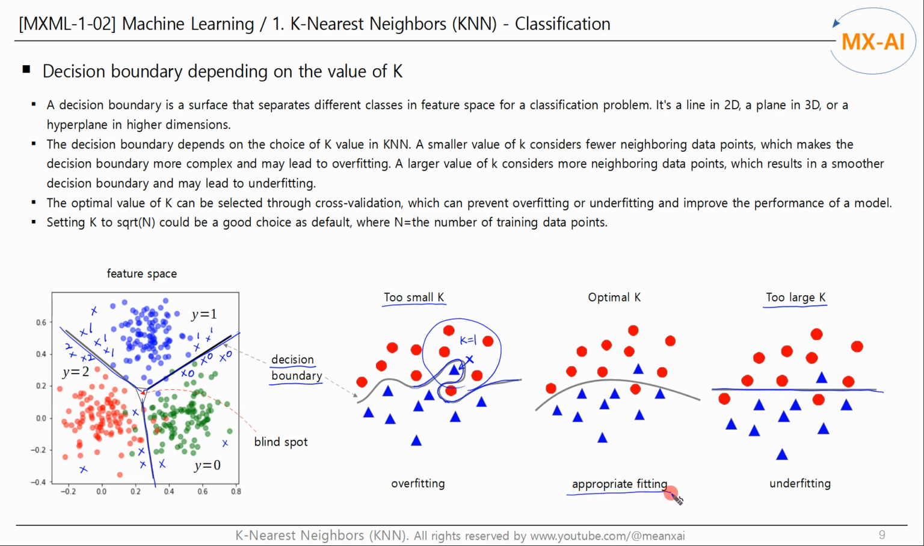For appropriate fitting, the optimal k value must be considered. The optimal value of k can be selected through cross-validation, which can prevent overfitting or underfitting and improve the performance of a model. Setting k to the square root of n could be a good choice as default, where n is the number of training data points. This is a rule of thumb.